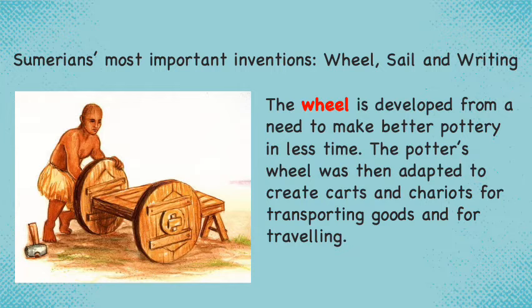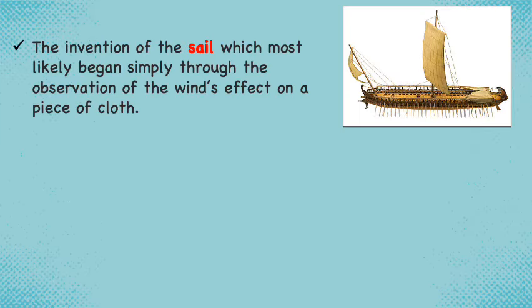The wheel is thought to have developed from a need to make better and more pottery in less time. The potter's wheel was then adopted for the creation of carts and later chariots for transporting goods and for traveling. The same paradigm is thought to apply to the invention of the sail, which most likely began simply through the observation of the wind's effect on a piece of cloth. Sails were especially important in trade since waterways were the preferred route.